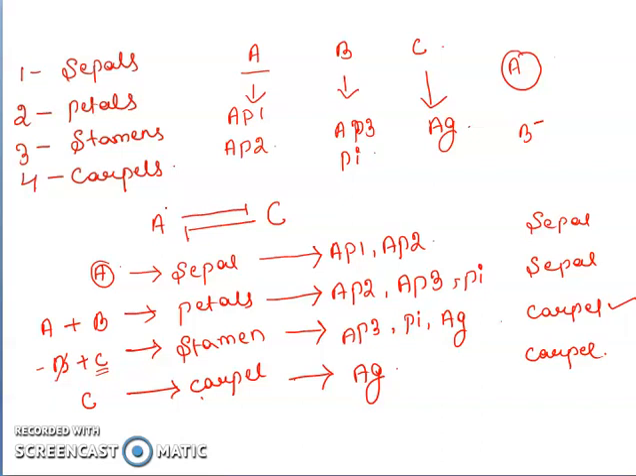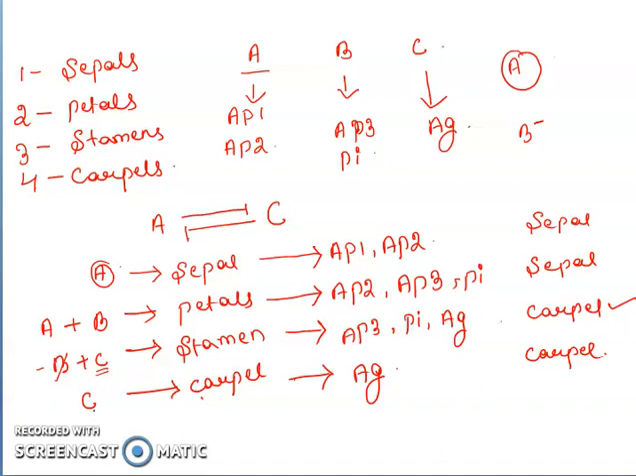But if something is unexpressed or mutated, that means if A class is mutated, in place of A, C will come and perform its work. In the same way, when C is mutated, A will come and work there. In this case, we found that C is mutated, so the A class gene will come and work with the B class gene. So here A plus B will give the petals. So in place of a stamen, we will get petals.